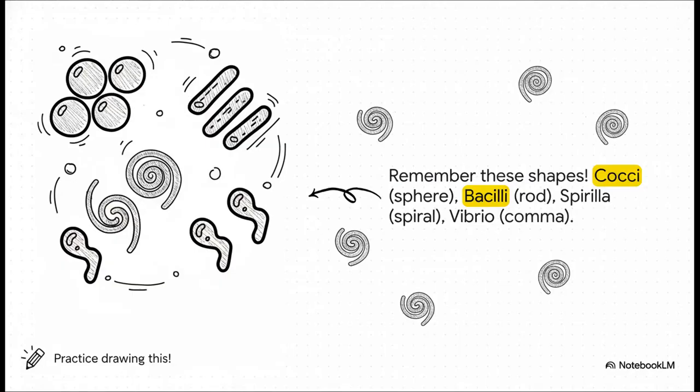Please remember this diagram from your textbook, Butcho. It's a very common question in exams. The 4 main shapes of bacteria. The round ones are called cocci. The rod-shaped ones are bacilli. The spiral ones are spirilla. And the little comma-shaped ones are vibrio. You should definitely practice drawing this.